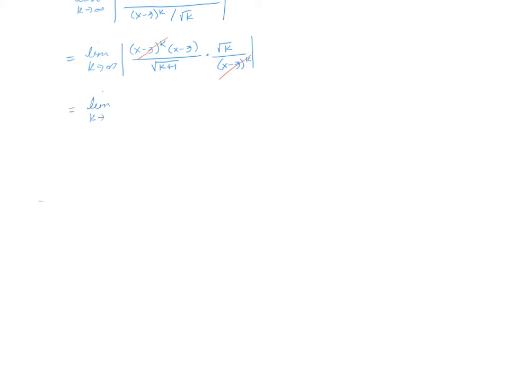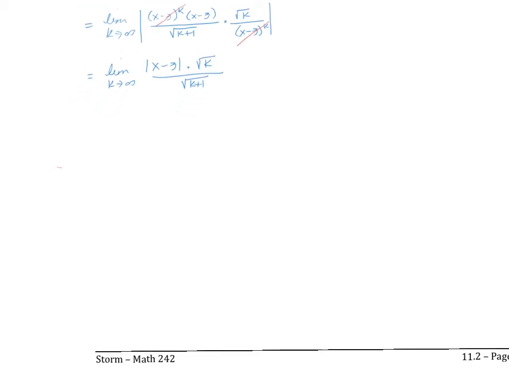So in this limit as k goes to infinity, I need the absolute values on the x minus 3. I do not need the absolute values on the k, the square root of k, or the square root of the k plus 1. Now the absolute value of x minus 3, if I choose, I can pull that out in front. But you don't have to. It's just if it's distracting.